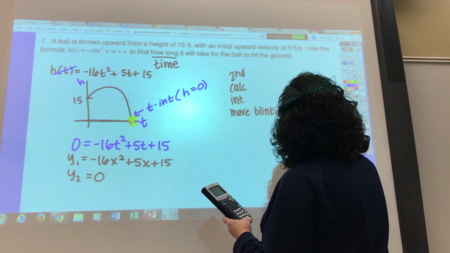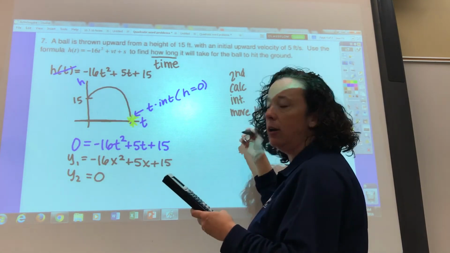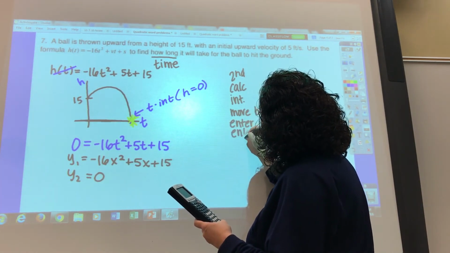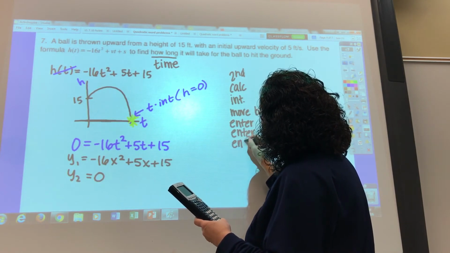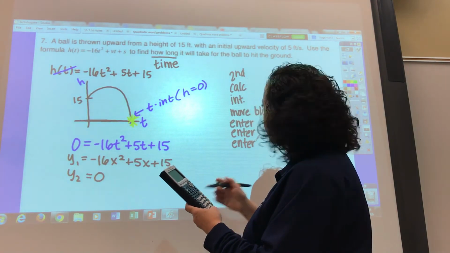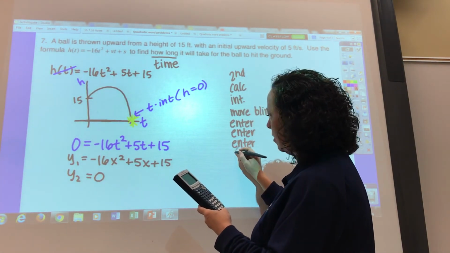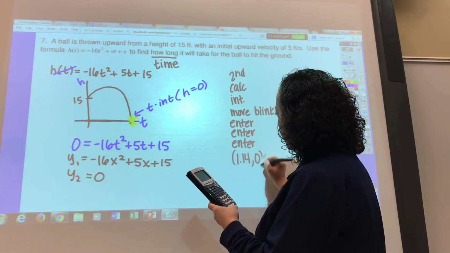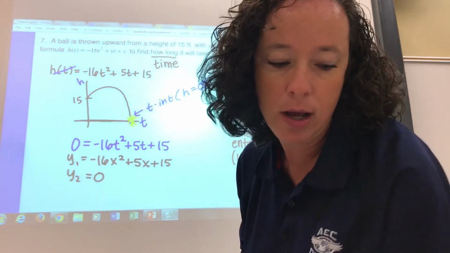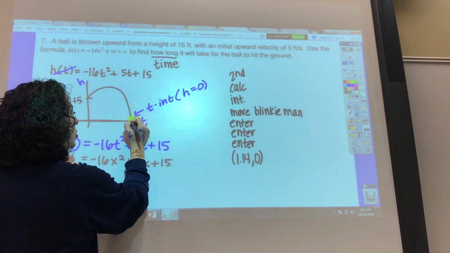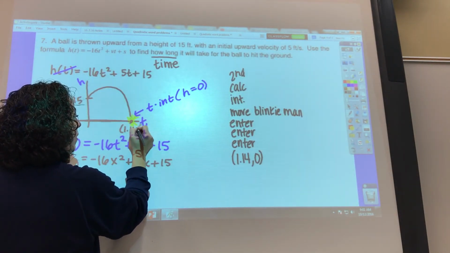Once you move Blinky Man where you desire, you hit enter 3 times. Enter, enter, enter. And I get that intersection point right there is 1.14, 0. So this point right here, we just used our calculator to get that it's 1.14, 0.